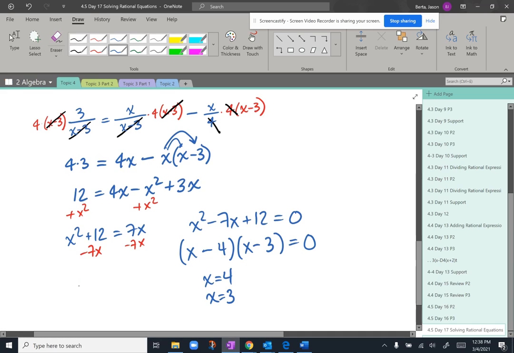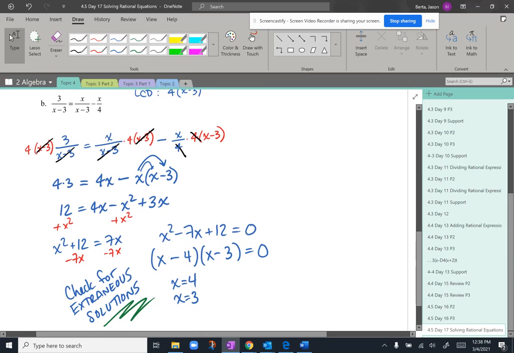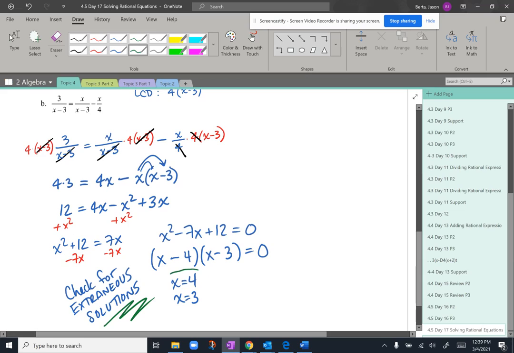But now we need to check for extraneous solutions. So we have two solutions for this one, and one by one, we're going to see if either of those solutions makes a denominator in the original problem equal to 0. So here, let's take x equals 4. We can go all the way back up. If we plug in a 4 for x in this denominator, we get a 1, and that's okay. If we plug in a 4 for this one, same thing. We get a 1, and that's okay. So the solution of x equals 4 is okay.